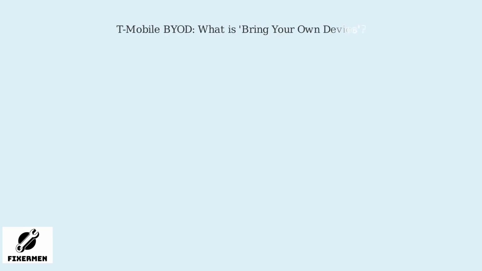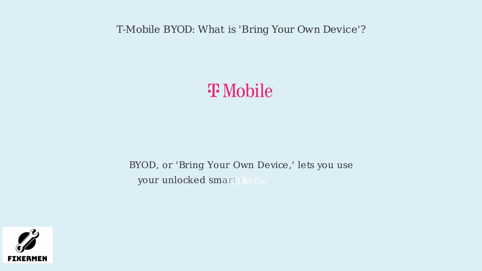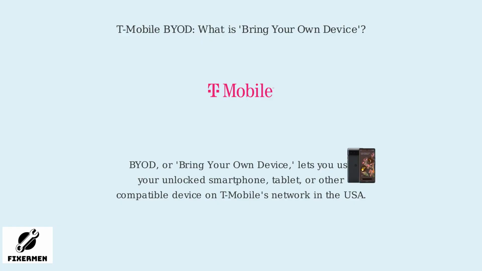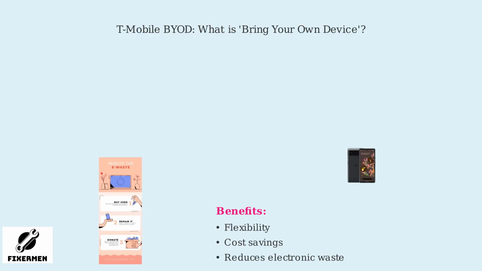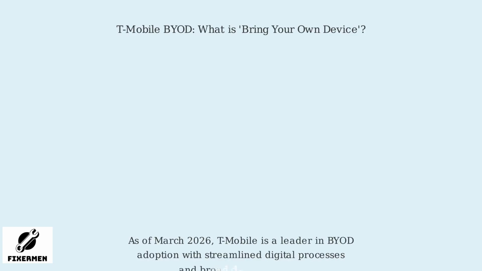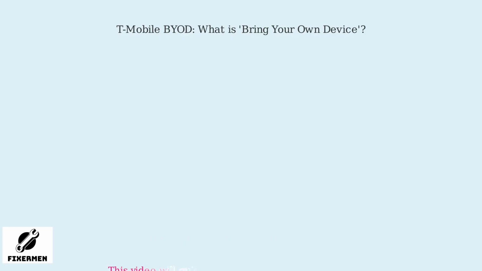T-Mobile BYOD, or Bring Your Own Device, lets you use your unlocked smartphone, tablet, or other compatible device on T-Mobile's network in the USA. It offers flexibility, cost savings, and reduces electronic waste compared to buying a new device from T-Mobile. As of March 2026, T-Mobile is a leader in BYOD adoption with streamlined digital processes and broad device support. This video will guide you through activating your device.